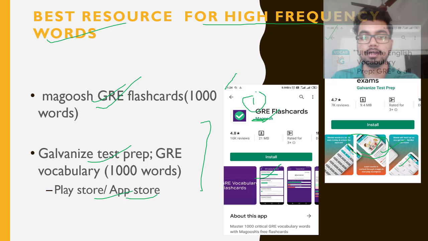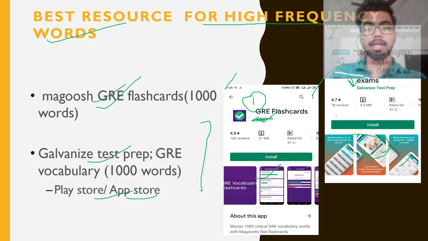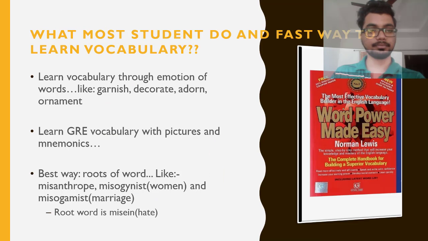After you go through all the words from one application, you can jump to the other application. Don't download two applications at the same time, because you can get confused going through them and it can become a hodgepodge for you. So I recommend you download just one application. If you want to use flashcards, download Magoosh. If you want help with mnemonics or with pictures, you can download this application.